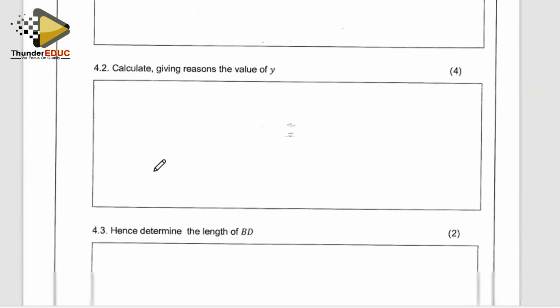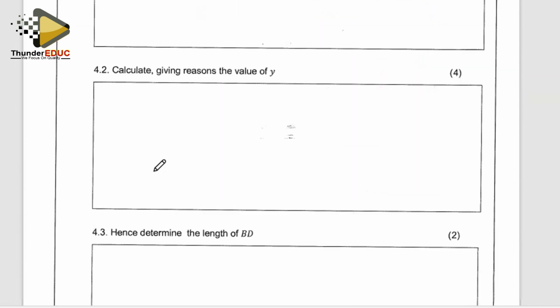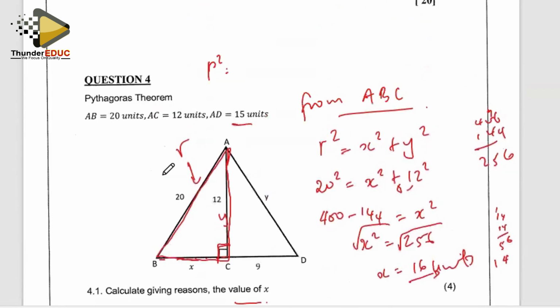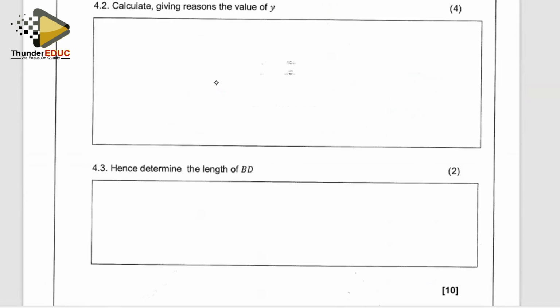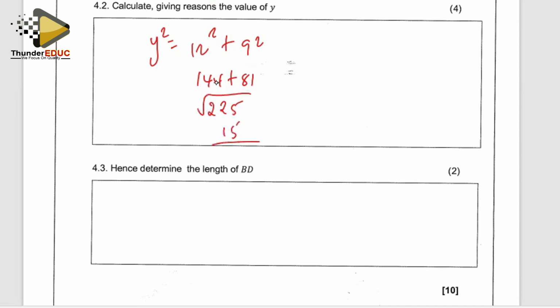Then 4.2, they want us to get the value of y. Why are we even calculating it? They told us AD is the y, which is 15 units. So you can use your theorem of Pythagoras and tell us that y squared is equal to 12 squared plus 9 squared. So 144 plus 81. Is that true? Yes, we get 225, and then the square root of that gives us 15.